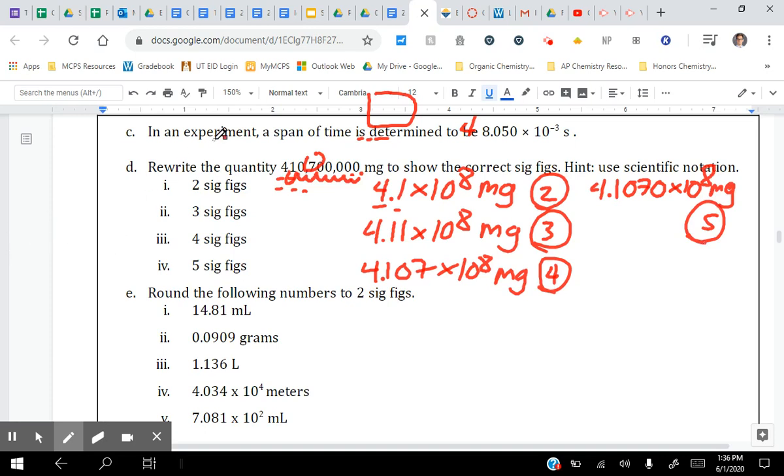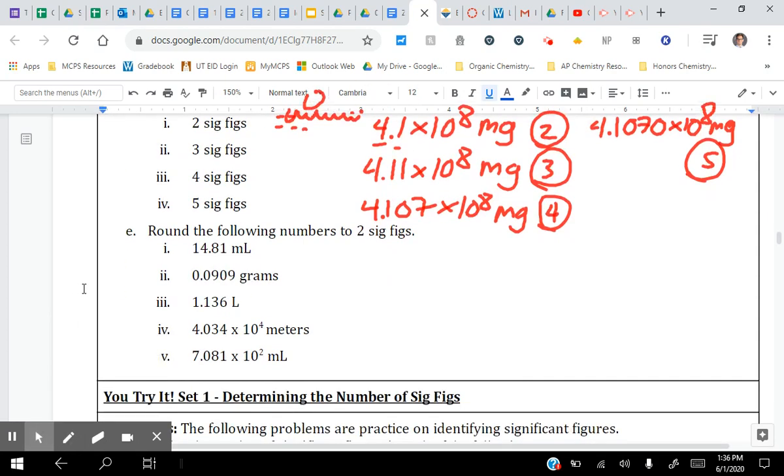All right, we're going to do one last set with some rounding here. Round the following numbers to 2 significant figures. So 1 and 4 are significant. I look at the 8, I have to round up. This is going to be 15 milliliters. These 2 zeros at the front are not significant, but the 9 is, the 0 is. I see the 9 at the end, which means I have to round up. 0.91 grams. Those are my 2 sig figs.